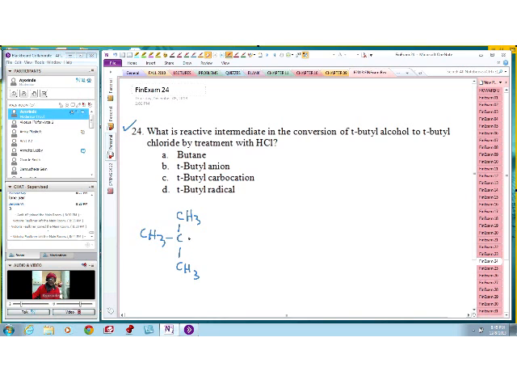Okay, tertiary butyl alcohol in the presence of HCl. The question is, which of these carbocations will be formed? Does anybody know what the answer to this will be? Will it be butane? That is not a carbocation. Tertiary butyl anion, tertiary butyl carbocation. Oh, I almost gave that away. Butyl radical. What will be the answer? C. Okay, C is the answer.